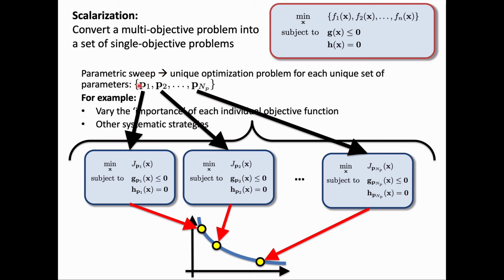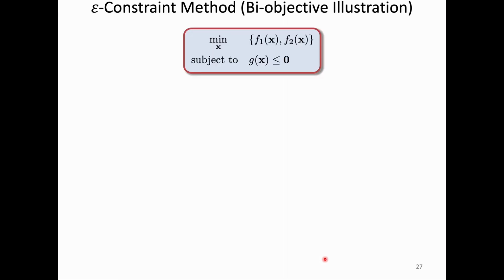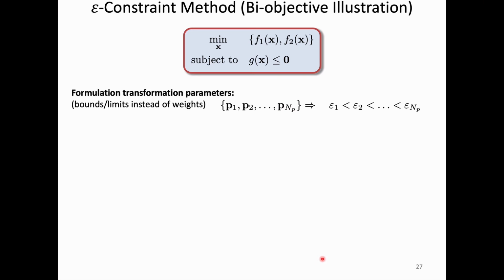We're doing that by varying some parameter values that are the basis for generating subproblems, and the solution of each of these subproblems corresponds to a non-dominated point in the objective function space. Let's have a look at a bi-objective problem to illustrate the epsilon constraint method. Suppose we have two objective functions, f1 and f2, and just inequality constraints.